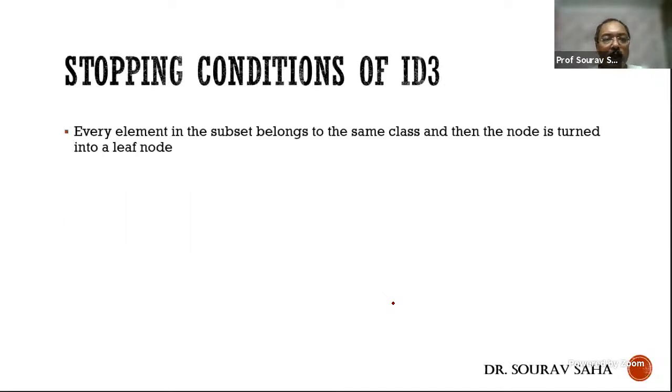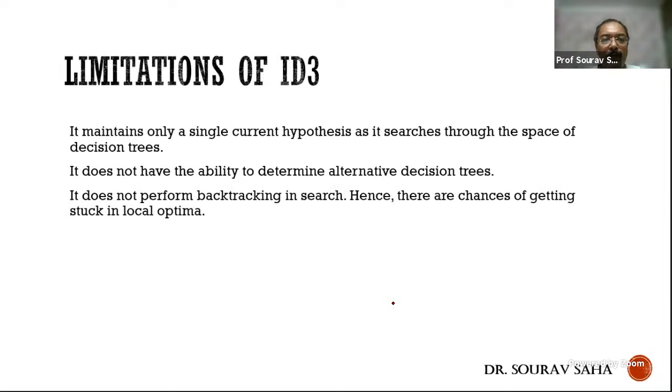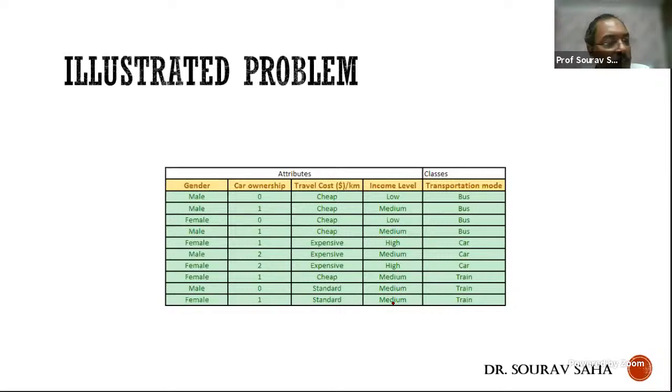So quickly, I'll do the ID3 algorithm. This is the problem which is there. We'll solve this problem and we'll go for a break after solving it, right? My features are gender, whether someone owns a car or not, what's the travel cost, and what's the income level. And the output of the decision is what kind of transportation mode this particular person is going to take. I need to find a decision based on the features, which are their gender, car ownership, travel cost, income level, as to what kind of transportation mode someone will follow.